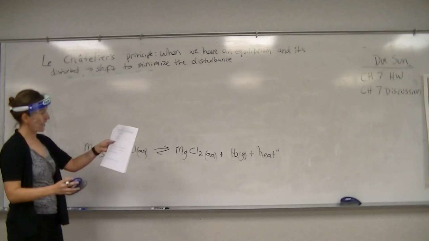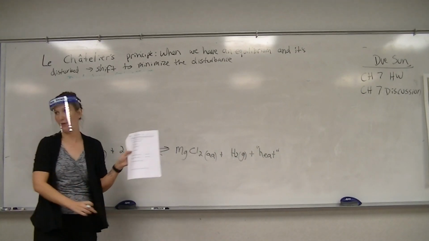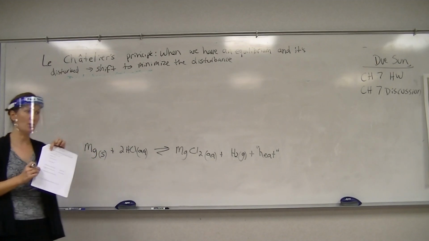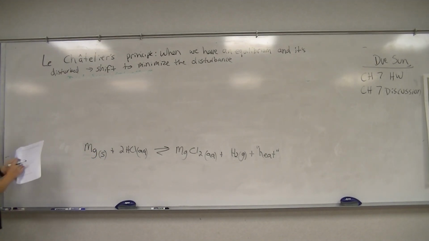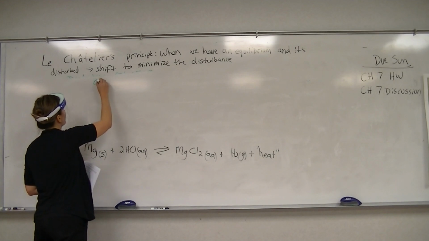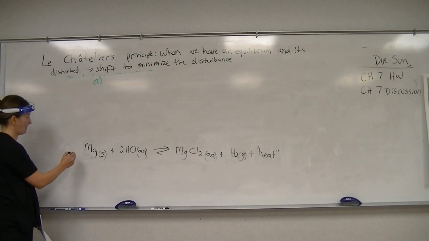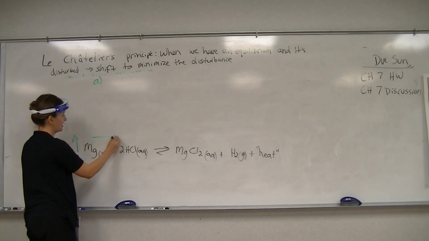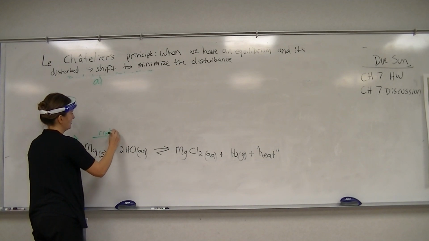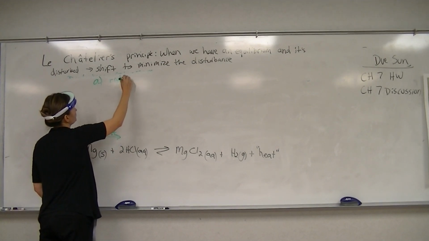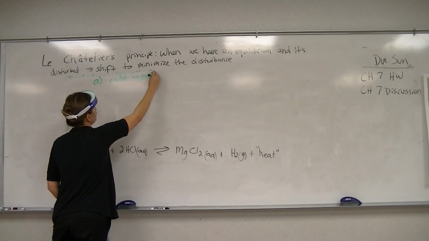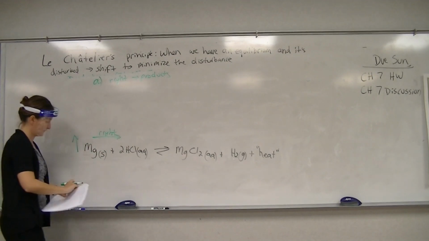Each of these, A, B, C, and D, are all separate occurrences, so they'd be separate questions. We're not doing all of these at the same time. Looking at A, we're adding solid magnesium to the reaction. So find solid magnesium, and we're adding it. We add this, it's going to shift to get rid of the extra, so to the right.